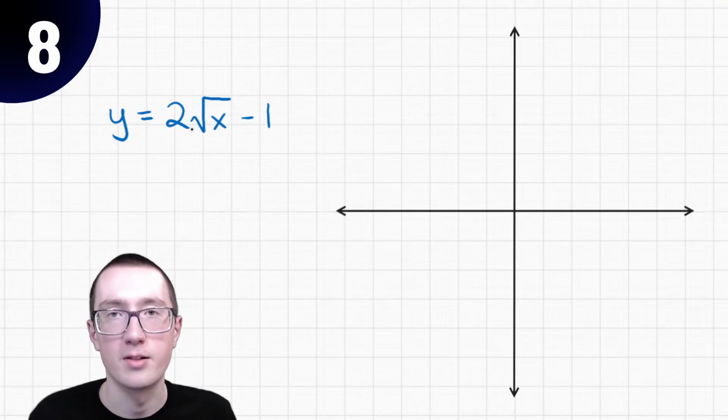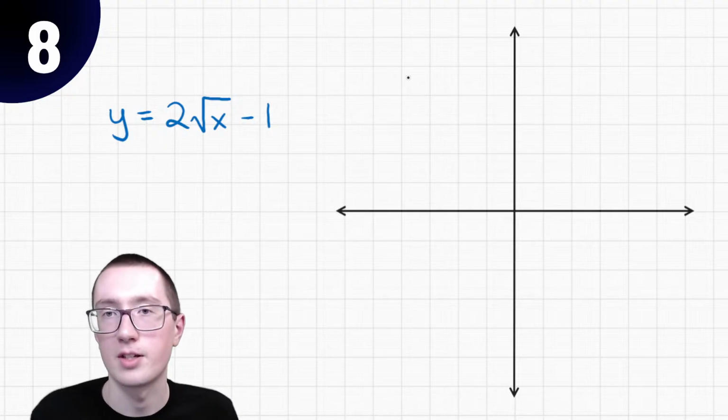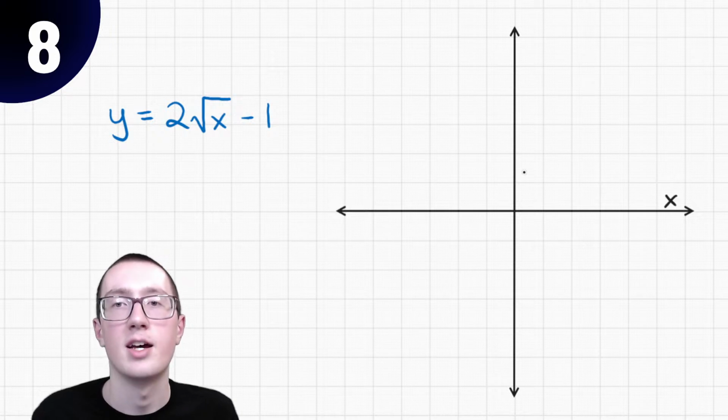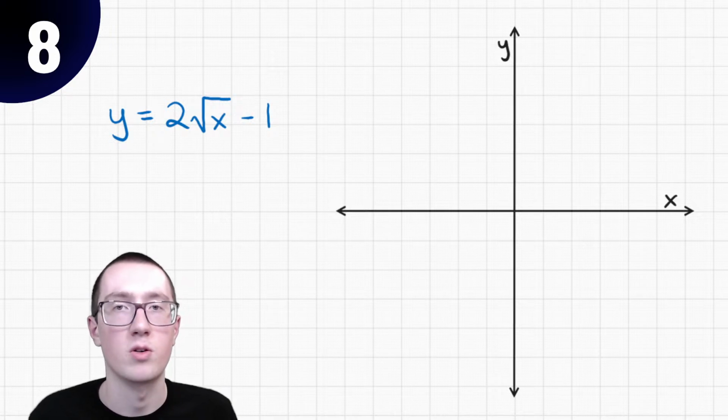So for graphing, the basic rule is to remember that left and right is the letter X, and up and down is the letter Y. That's really important to know. And remember that for graphing, you can graph anything.